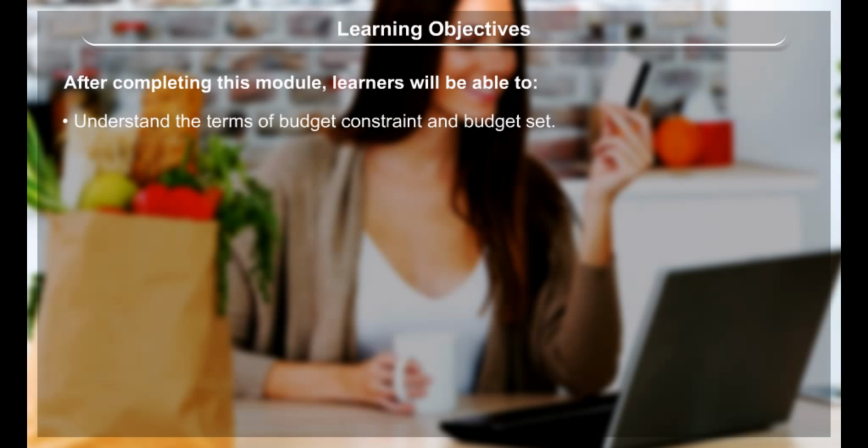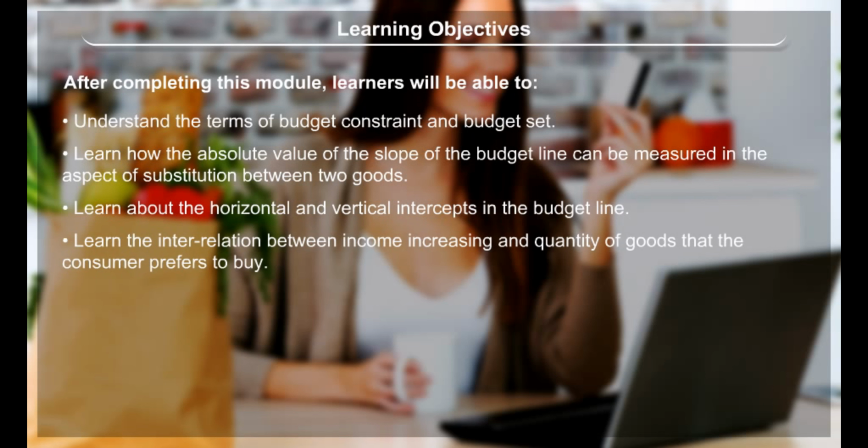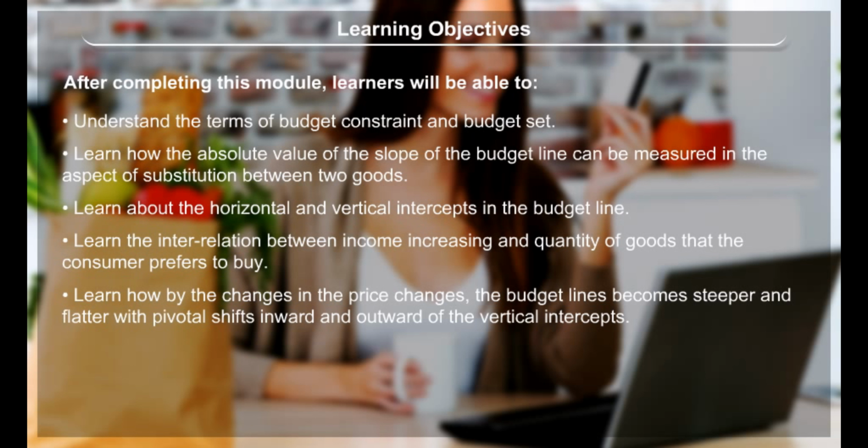Learning objectives. After completing this module, learners will be able to understand the terms budget constraint and budget set. Learn how the absolute value of the slope of the budget line can be measured in terms of substitution between two goods. Learn about the horizontal and vertical intercepts in the budget line. Learn the interrelation between increasing income and the quantity of goods that the consumer prefers to buy. Learn how, with changes in price, the budget lines become steeper and flatter, with pivotal shifts inward and outward of the vertical intercepts.